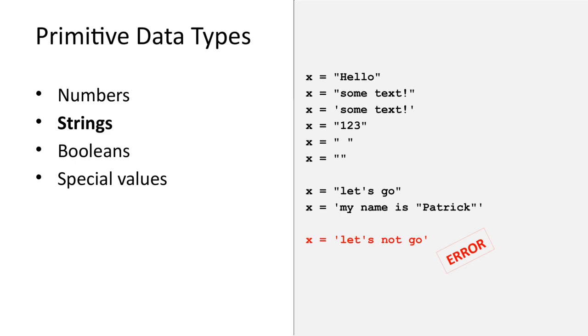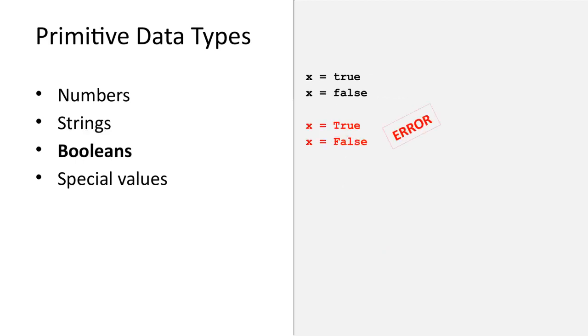The example also shows how you can have quotation marks inside your text. So in the "let's go" example, the text does not cause an error, since the single quote inside the string is different from the double quotes used to define the string. But in the "let's not go" example, it does cause an error, since the single quote inside the string is the same as the single quotes used to define the string. Booleans only have two values, true or false.